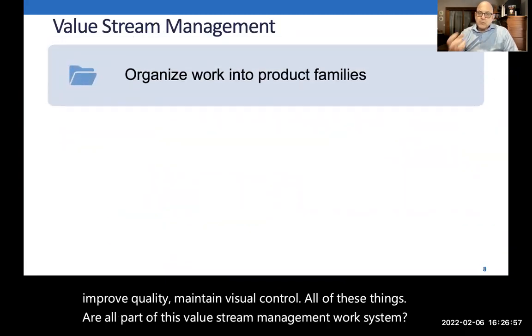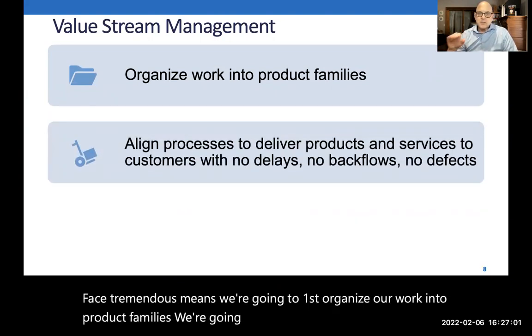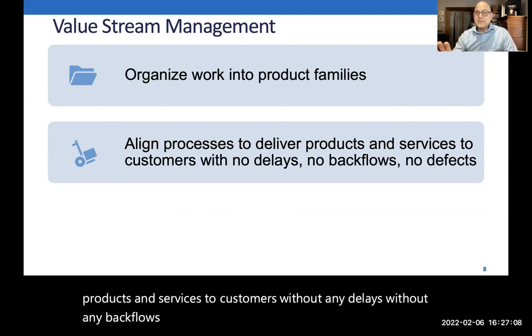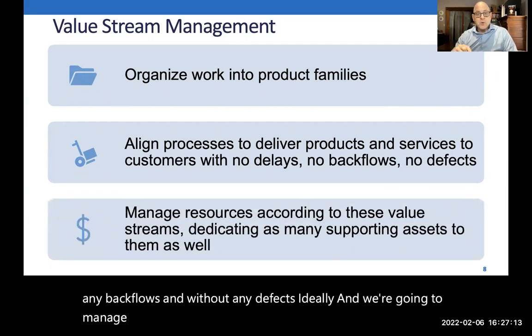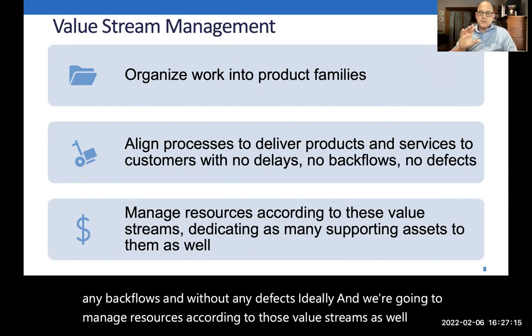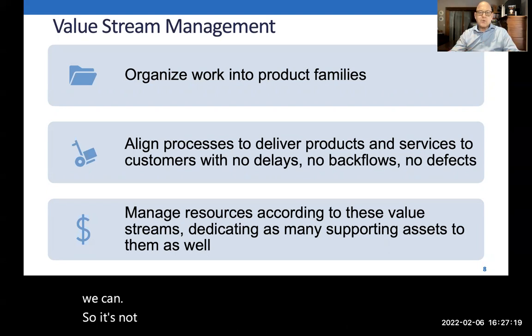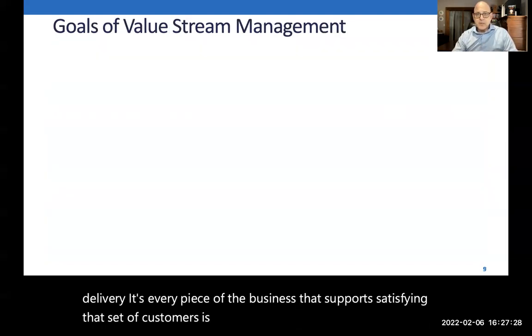Value stream management means we're going to first organize our work into product families. We're going to align those processes to deliver products and services to customers without any delays, without any backflows, and without any defects, ideally. And then we're going to manage resources according to those value streams as well, dedicating as many supporting assets to the value stream as we can. So it's not just here's our product flow or here's our service delivery. It's every piece of the business that supports satisfying that set of customers is included in value stream management.